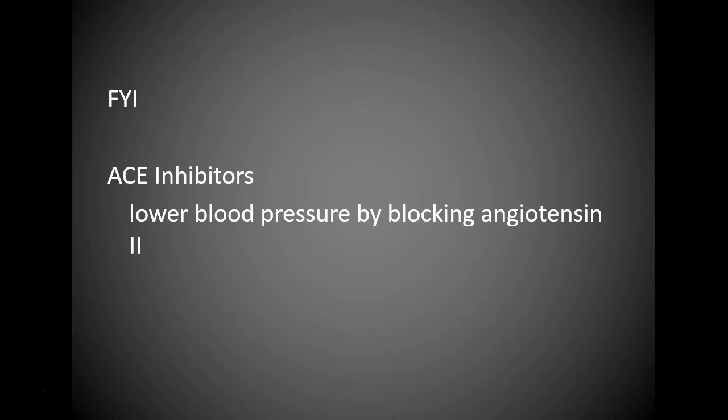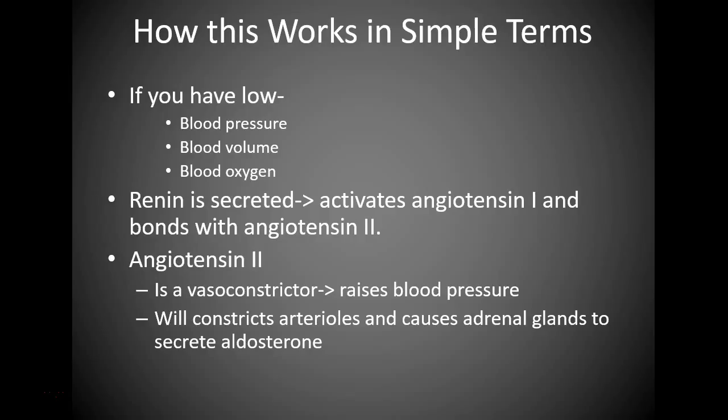So FYI, ACE inhibitors lower blood pressure by blocking angiotensin 2. So if you have a patient who's on an ACE inhibitor, this actually does the opposite: it blocks angiotensin 2 and causes a vasodilation, which lowers blood pressure. So patients who have high blood pressure, we give them ACE inhibitors so that their blood pressure goes back down.